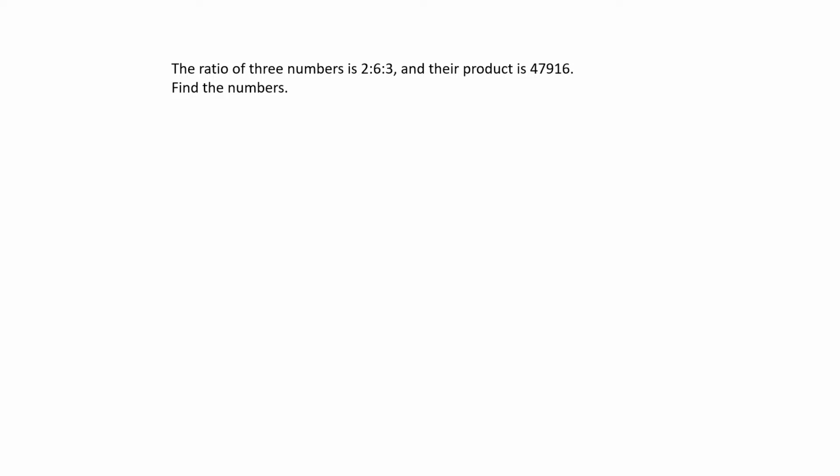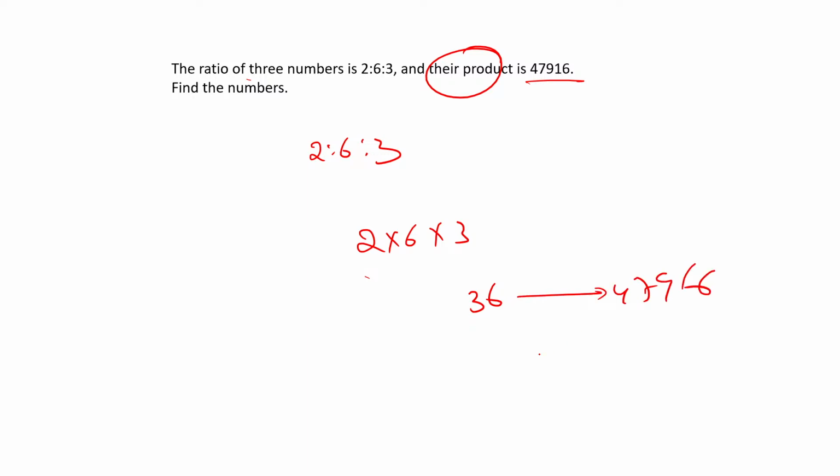Okay, see here. Now I will tell you what generally people will do. That's the wrong way to find the answer. We know that the ratio of three numbers is 2 is to 6 is to 3, and we know the product is 47916. So they will simply multiply like this: 2 into 6 into 3, that is 12 into 3, which is 36. They will write 36 equal to the original product 47916, and they will find the value of 1 unit, then 2 units, 6 units and 3 units, which is utterly wrong.